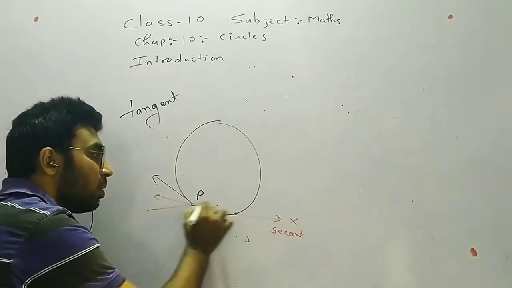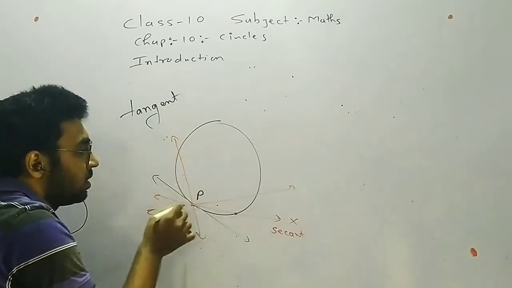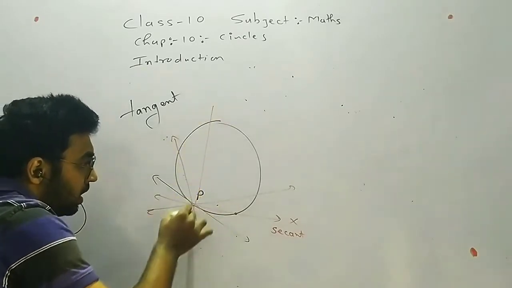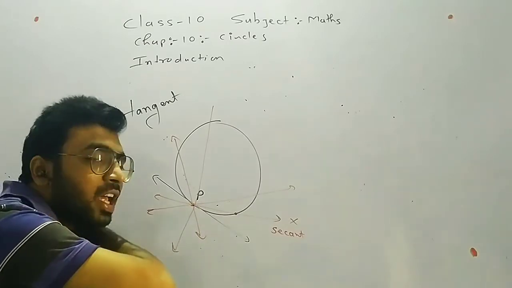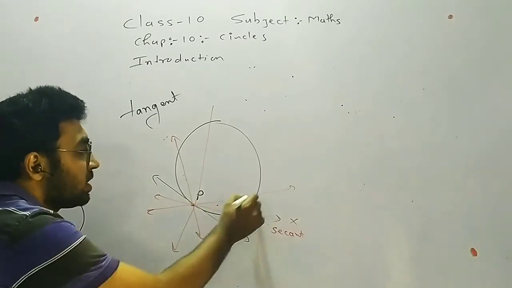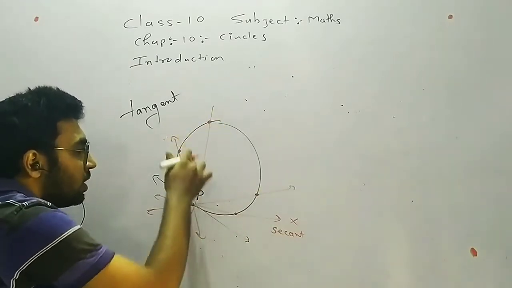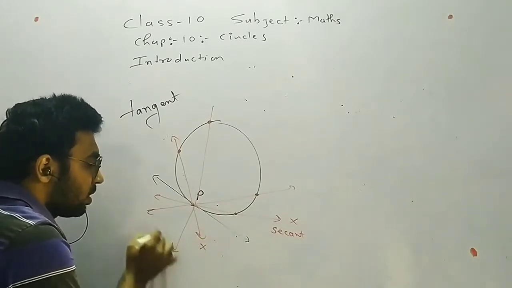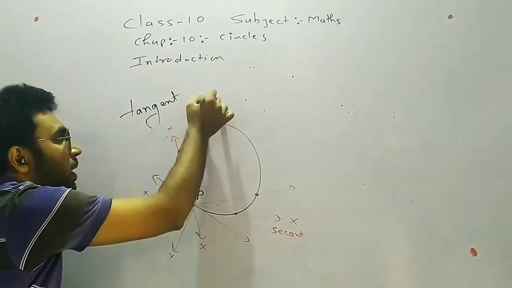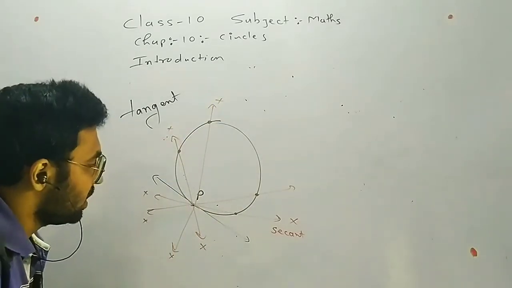If you draw like this, from any point, you can't get any tangent, because each of these lines has two points of intersection. These two points, these two points, these two points. So they are not tangents. In red pen you can see that they are all secants, but you have only one tangent.